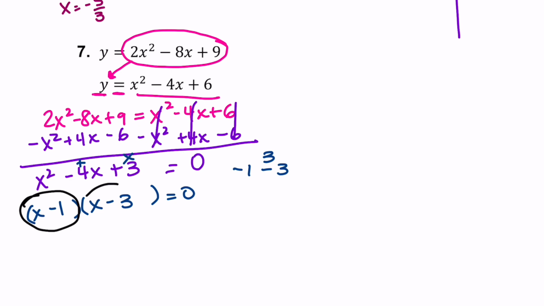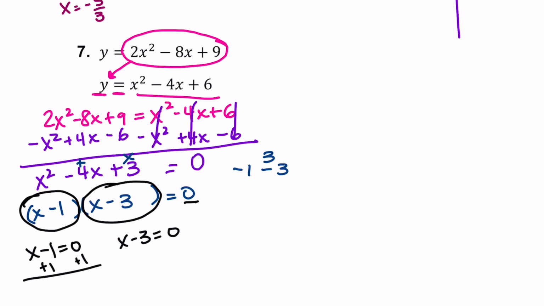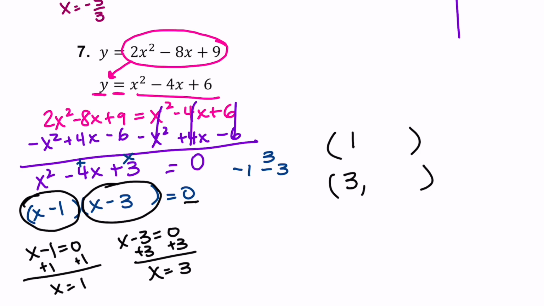The zero product property says if two things are multiplying to equal 0, then either the first one has to equal 0 or the second one has to equal 0. So we're going to add 1 to both sides of the equal sign: x equals 1. Add 3 to both sides, and x equals 3. So we have 2 points. One of the x's is a 1, the other one is a 3.